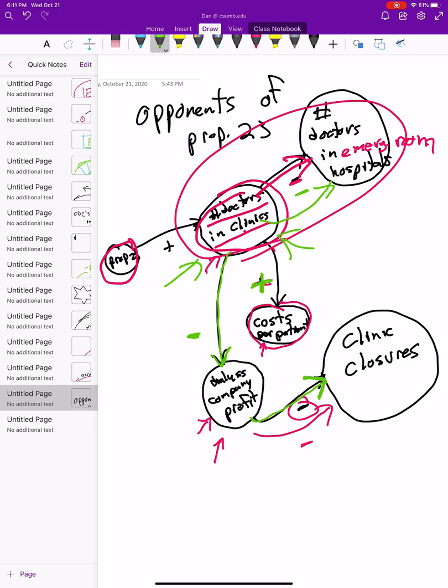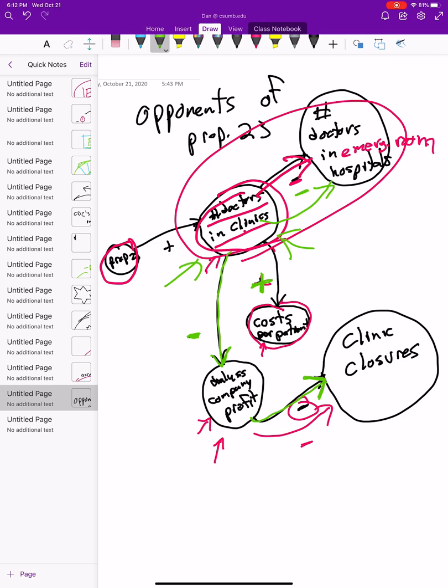But the opponents argue that it's going to result in more closures. Those who support it argue that there won't be more closures because there's a mandate in there saying that they can't close unless mandated by the state. So there's some question as to whether there would actually be clinic closures, but the opponents say that there would be. So this is something that, again, maybe would be worth looking into. Under what circumstances would a clinic close, both under the proposition and not under the proposition, if you really want to dig into it.